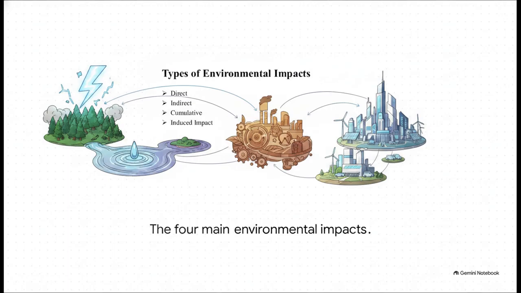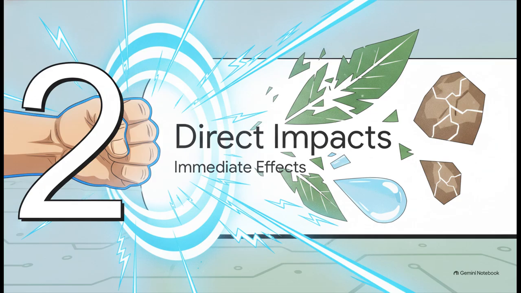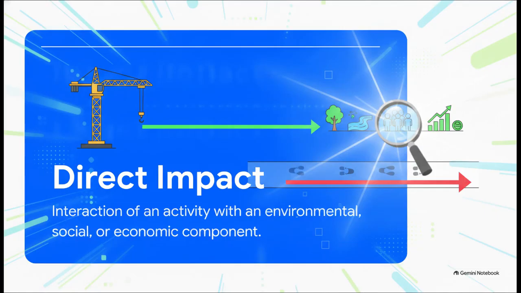By segmenting the impacts exactly like this, scientists make sure that literally no stone is left unturned when they're evaluating a brand new project. Okay, moving on to Section 2, Direct Impacts Explained. You can think of a direct impact as the first strike. It's the immediate, highly tangible interaction between a human activity and the environment.